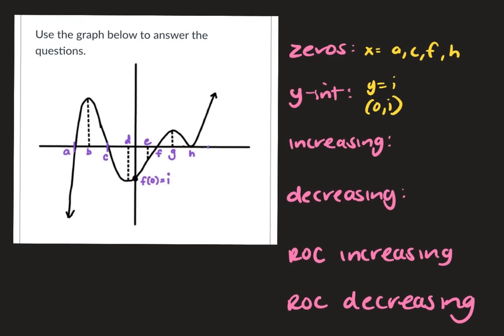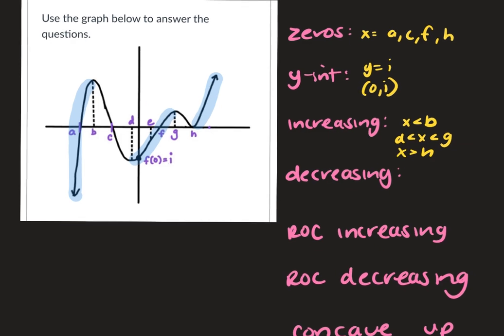Then increasing and decreasing, we're talking about the actual graph. So it is increasing from negative infinity up to b, so x is less than b. And then it is increasing again from d to g. So d is less than x, which is less than g. And then again from h to positive infinity, so x is greater than h. So it will award partial credit on those, but you want to obviously get all 3 so that you get the full points.